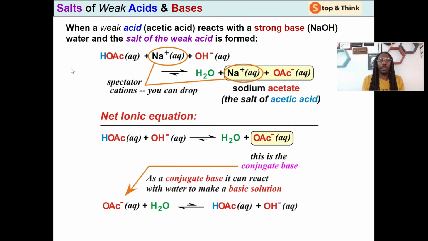Just to remind everybody of this, if we have a weak acid reacting with a strong base, we're making the salt of that weak acid. Therefore, the salt of the weak acid is a conjugate base. All right, so it's still the same type of stuff, right? Conjugate base, conjugate acid. Now we're throwing in this salt word.